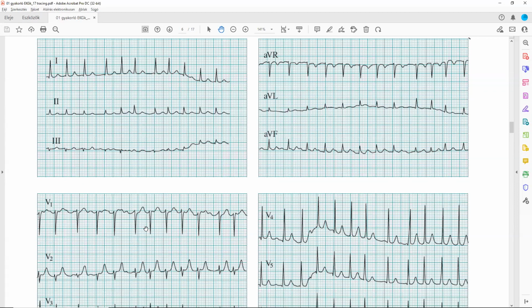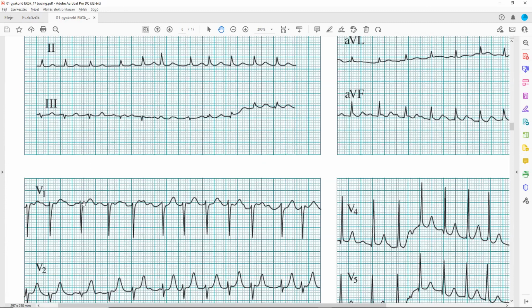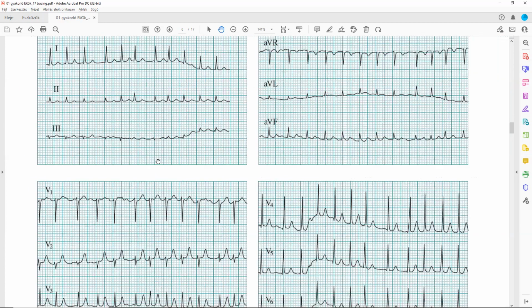And the heart rate. Again, we can come here because you do see it's 1 second, 2 seconds, 3 seconds, 4 seconds, 5 seconds. How many do we have? 1, 2, 3, 4, 5, 6, 7, 8, 9, 10, 11, 12. In 5 seconds, you have to multiply by 12. 144. Yes, it's tachycardic for sure. Okay, good. Next one, the impulse formation.